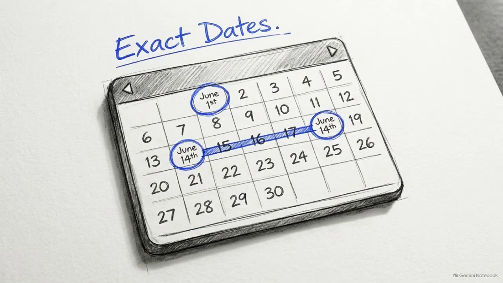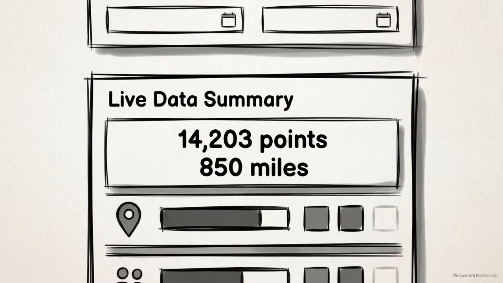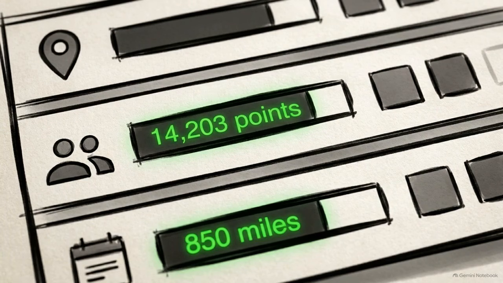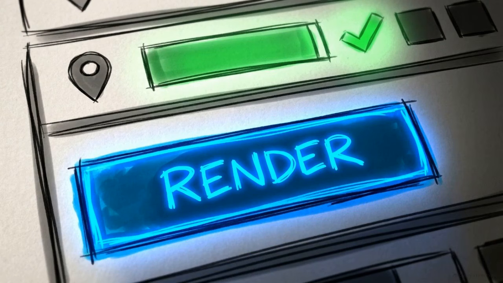Use the exact dates configuration to isolate a specific timeframe, like a single calendar year or a multi-day vacation trip. Look at the Live Data Summary panel right below the date selectors. This updates dynamically as you adjust the calendar, displaying the exact location point count and overall distance. This confirms you actually have movement data inside that time frame before committing to a render.